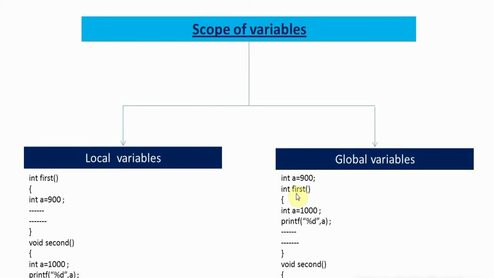Always remember, the local variables are given the precedence. That means when I am going to access the variable a in the function first, it will ignore, that is override this global variable a, and it will use this variable a, it will access this variable a which was declared locally, right? And in this function second, of course, this global variable a will be used.